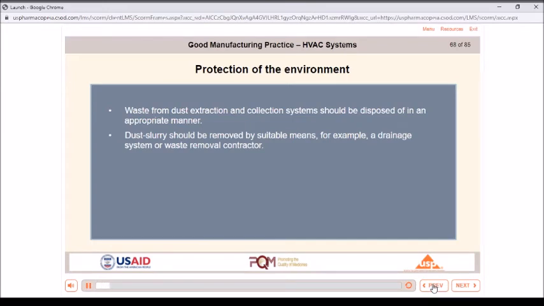Protection of the environment. Waste from dust extraction and collection systems should be disposed of in an appropriate manner. Dust slurry should be removed by suitable means, for example, a drainage system or waste removal contractor.